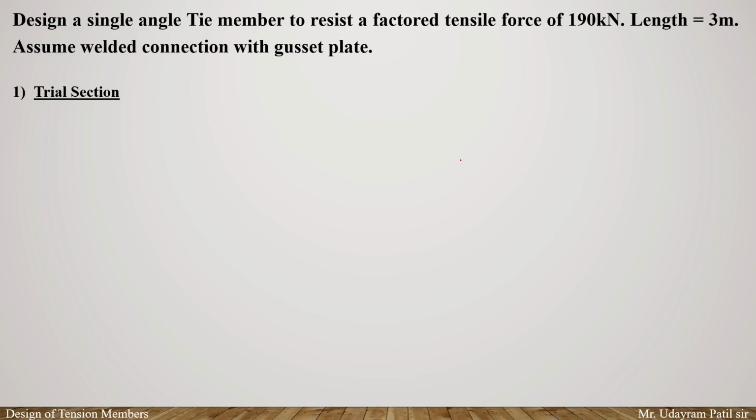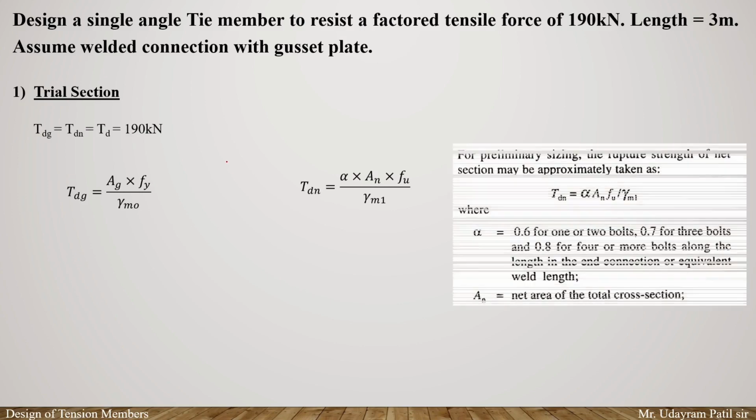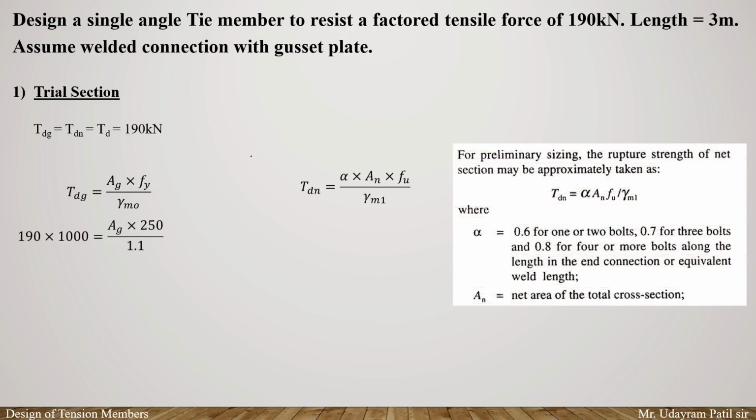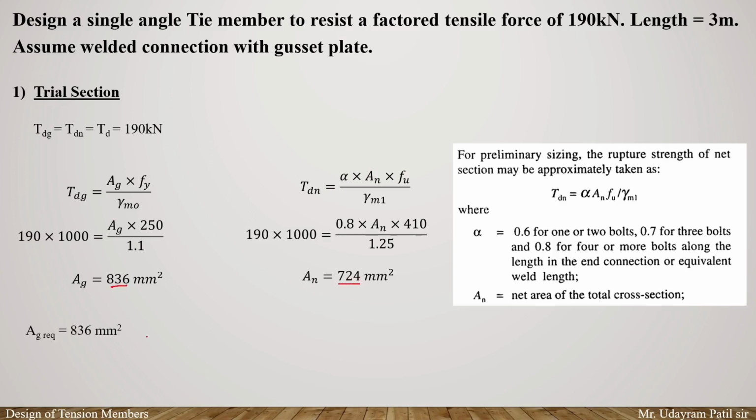ओके, सो प्रीवियसली जैसे हमने ट्रायल सेक्शन के लिए जो फॉर्मूला यूज किया था वही सेम फॉर्मूला आपको यहाँ पर भी यूज करना है. सेम फॉर्मूला इज देयर, एज द TD जो है वो आपका सीरीज में TDG, TDN, TDB, 190 kN है, देयरफॉर सेम. सो AG, AN इज सेम. Okay, AG was 836 mm square, AN was 724 mm square. Okay, so now here AG required will be equal to 836 mm square.